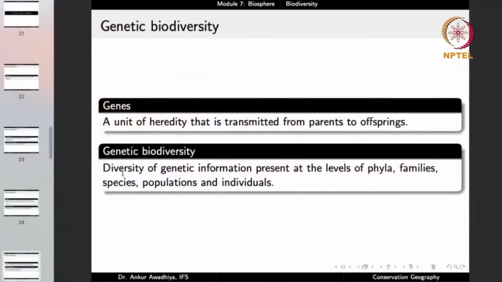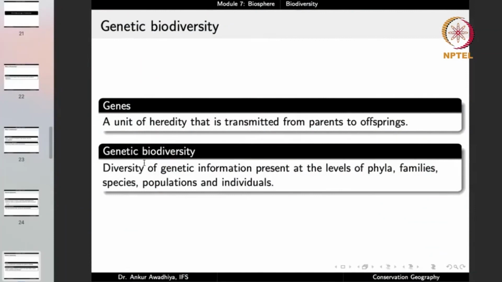So genetic biodiversity is diversity of genetic information. And this diversity can be present at the level of phyla, families, species, populations, and individuals. So when you are talking about genetic biodiversity, you can ask the question that, okay, if we take a certain protein, say hemoglobin, now what is the amount of variation in the hemoglobin gene in a particular species such as tigers?